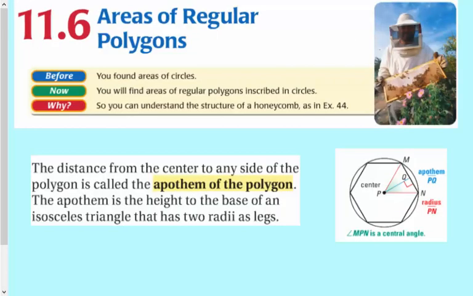Okay, areas of regular polygons. So basically what we're going to be doing today is finding the area of a regular polygon. To do that, you're going to be using some different strategies and techniques that we've learned throughout the year, which should be a similar pattern for you guys. Basically, the strategy is to take whatever regular polygon that you're working with.